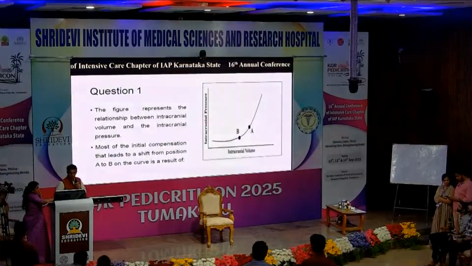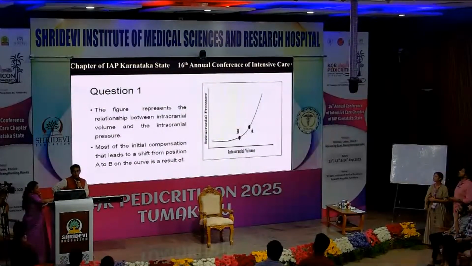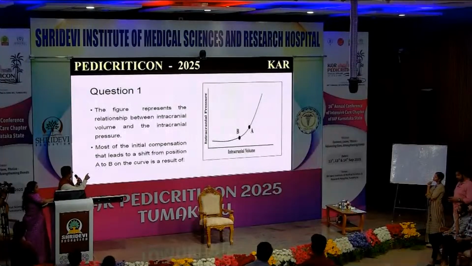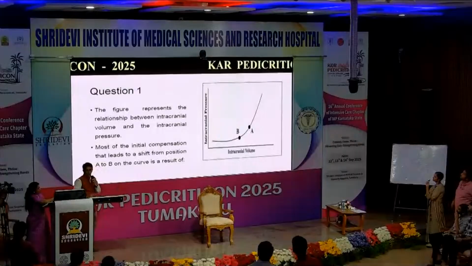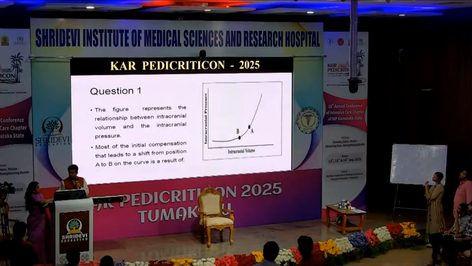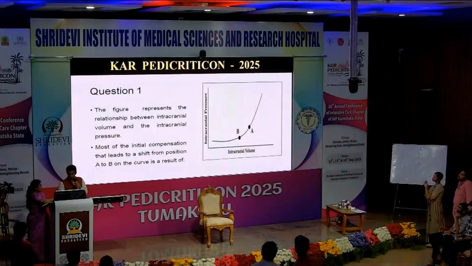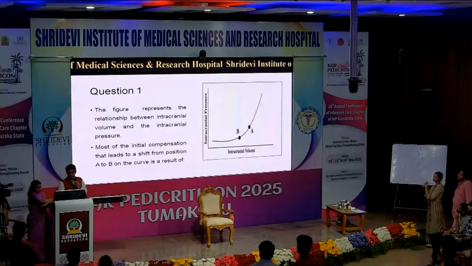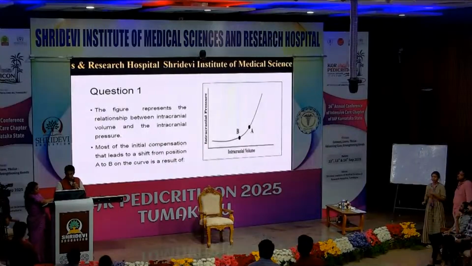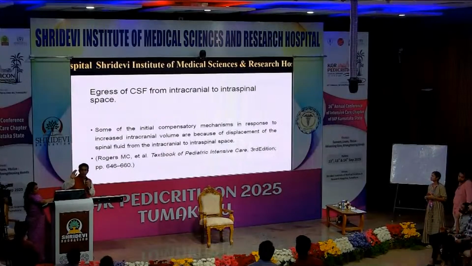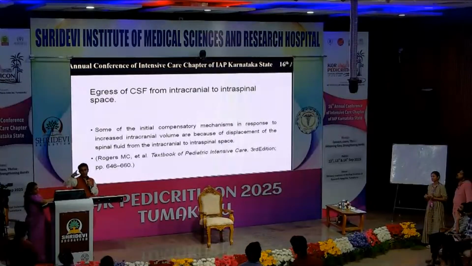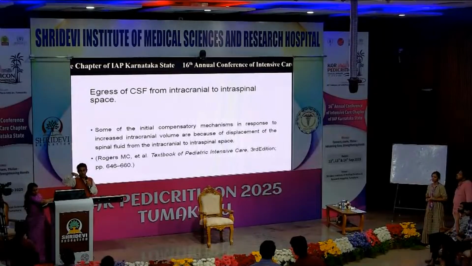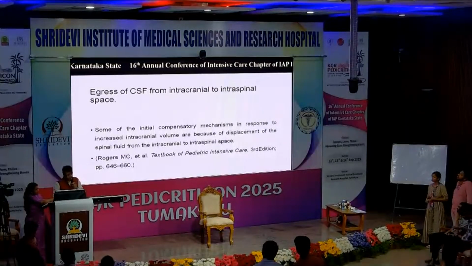Okay. So this is your question. The figure represents a relationship between intracranial volume and intracranial pressure. Most of the initial compensation that leads to shift from position B to A is a result of what? Okay, 10 seconds starts. Decrease in the cerebral perfusion pressure. Okay, fine. The answer is egress of CSF from the intracranial to intraspinal space. That's how it tries to compensate initially, by pushing out the CSF. That's how the pressure actually comes down. That's the mechanism. So your answer is not correct. I can't give you marks for this.